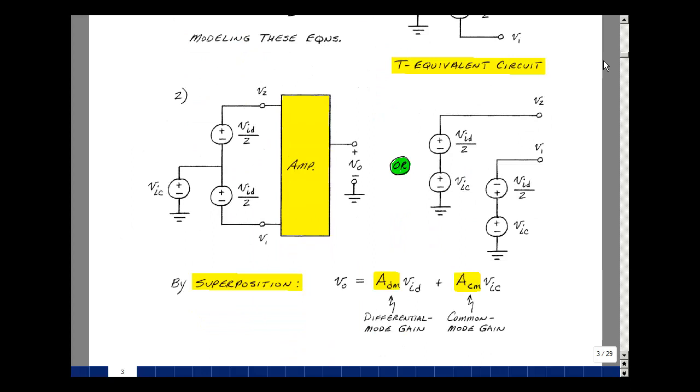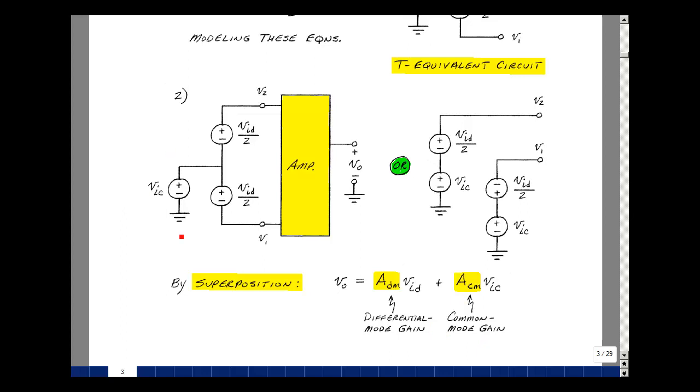If I were to apply this T-equivalent circuit to an amplifier, I would get an output voltage due to the differential mode signal and the common mode signal. These are going to be amplifiers, so this is usually going to be a gain greater than 1, but it doesn't have to be. We're going to call this the differential mode gain and this the common mode gain.